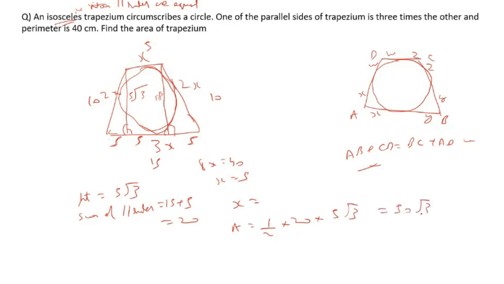50 root 3. Again, this was an isosceles trapezium, so it was simpler to figure out these remaining parts. We just divided whatever was remaining, which was 10, into 2 equal halves. But we'll see a case where it is not as simplified. The main catch in this question was that the opposite sides will have equal length because of the tangency thing that we saw. And as we saw, the area formula, half into sum of parallel sides into height, is getting used.